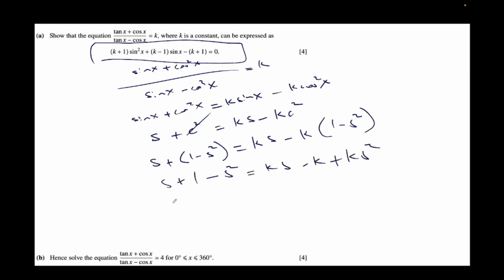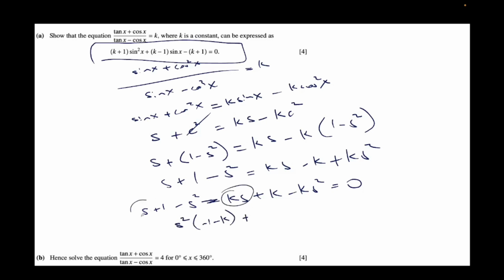And you move that to the other side, you get... Or you can move everything else to the other side, can't you? But yeah, you could write it this way. Let's just say you moved everything to the left-hand side. S plus 1 minus s squared minus ks plus k minus ks squared equals to 0. The s's belong to the s's. So s squared brackets negative 1 minus k, plus the s minus ks, s bracket 1 minus k, plus 1 plus k, like this, isn't it?